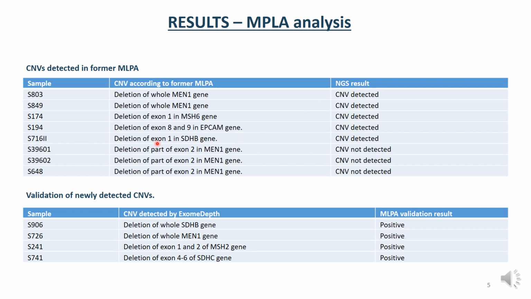Here we can see another 3 samples that were first analyzed by MLPA. And in MLPA, the deletion of part of an exon was detected in each of the samples. However, in the NGS analysis, we did not detect those deletions.